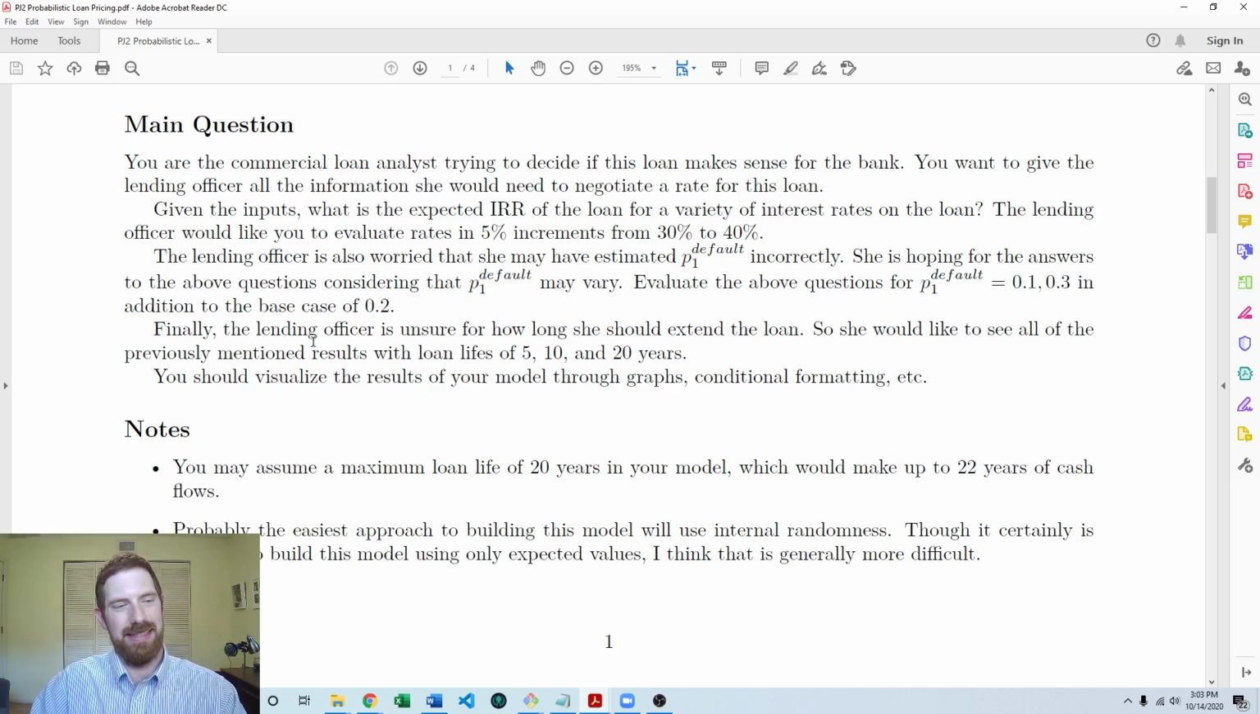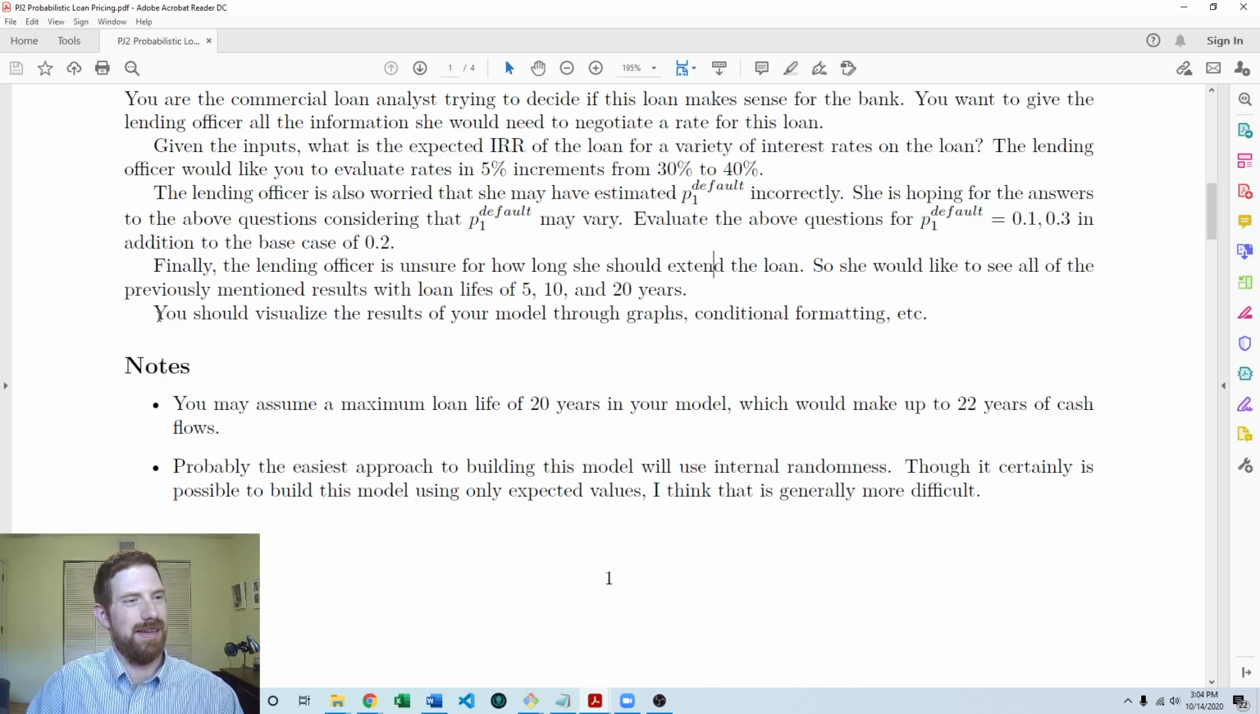And then the other factor here is how long should the loan be? The lending officer also wants to see all the results with 5, 10, and 20 years. An important thing about how the results should be structured is that your model should show all of these results. It shouldn't require going in and manually changing around numbers to produce these results. Just when I open up the model, I should be able to see the answers for all of these different interest rates, probability of defaults, and loan lives.